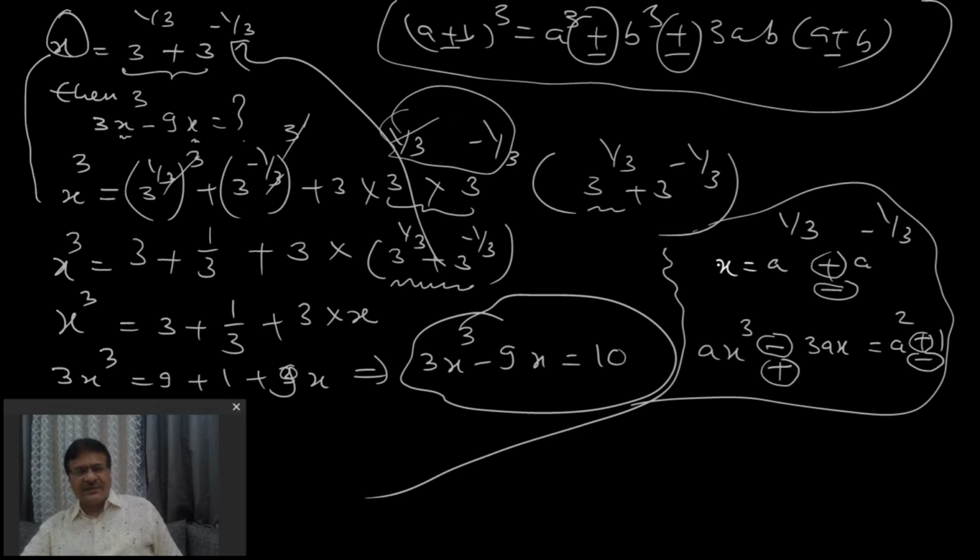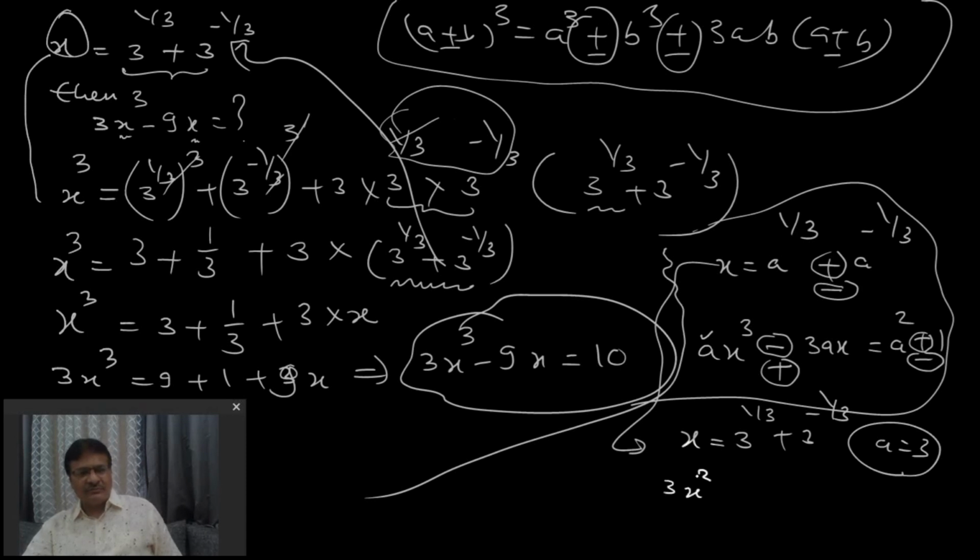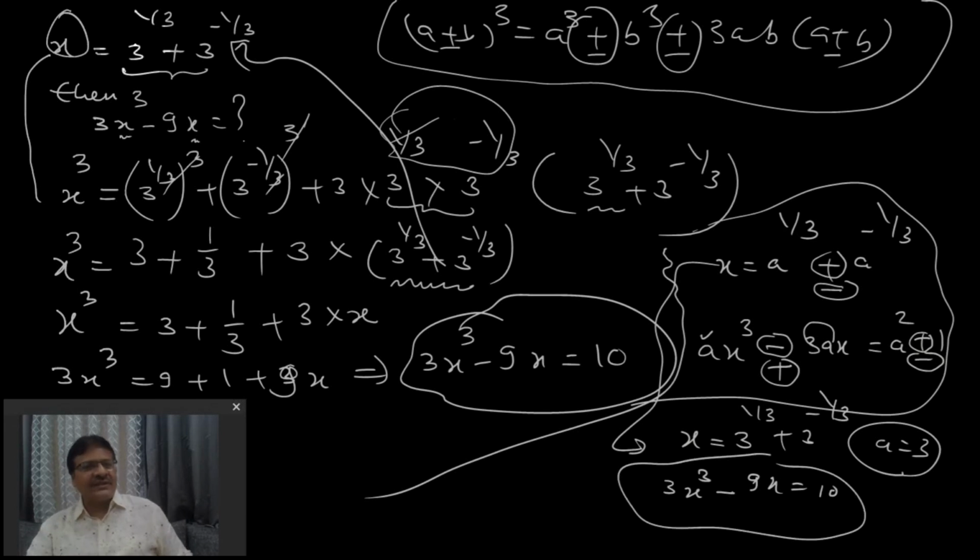Again I can explain with the help of one example. Okay, I take the same example by this shortcut: x equal to 3 power 1 by 3 plus 3 power minus 1 by 3. What is a here? 3. So wherever there is a, put 3. So x cube, here minus, a is 3, so 3 threes are 9x equal to 3 square plus 1, 9 plus 1, 10. So when you observe this question, then directly you can write 3 square plus 1, that is 10, is the answer. Is that clear? Okay, guys.